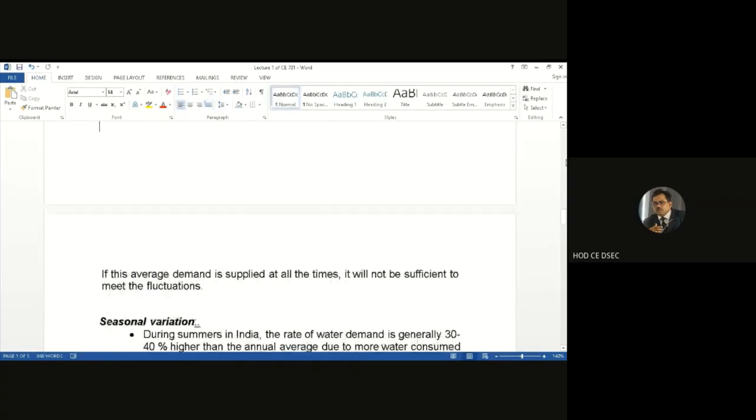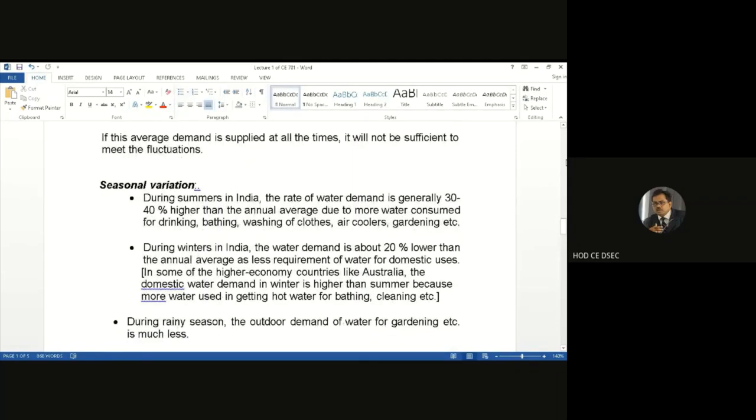Now if I talk about the seasonal variation, in summer the rate of water demand is much more compared to the winter and any other season, because in summer we drink much more water. It has been seen that in summer the rate of water demand is generally 30 to 40% higher than the annual average due to more water consumed for drinking, bathing, washing of clothes, because our clothes become dirty in the summer, air coolers, gardening, etc. Plants also require more watering in the summer, like us.